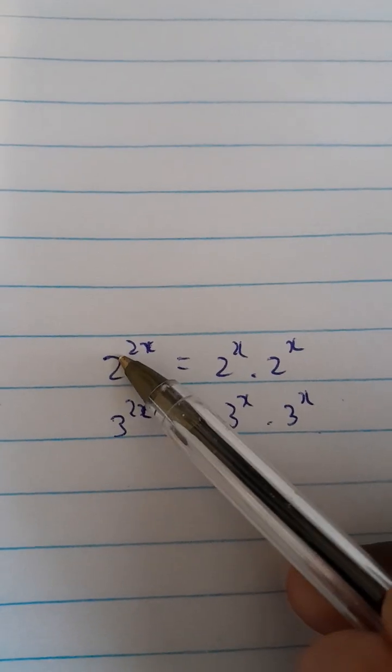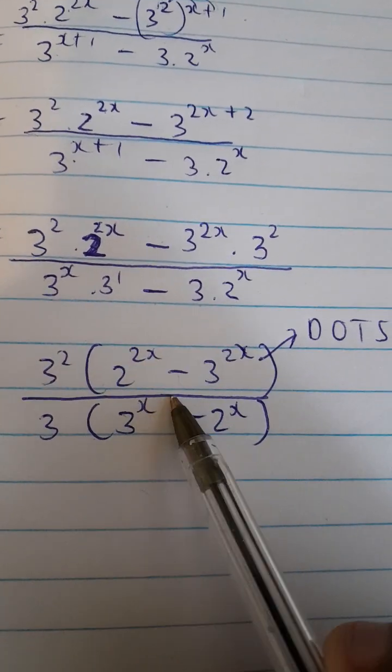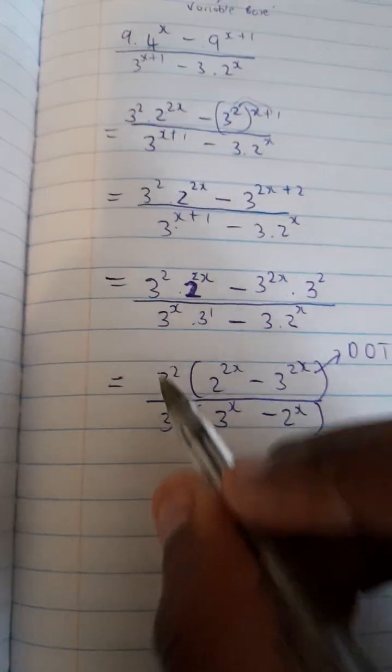Hence, I was saying 2 to the power 2x is a perfect square and 3 to the power 2x is a perfect square. And what do you see here? A difference of what? Of two perfect squares.